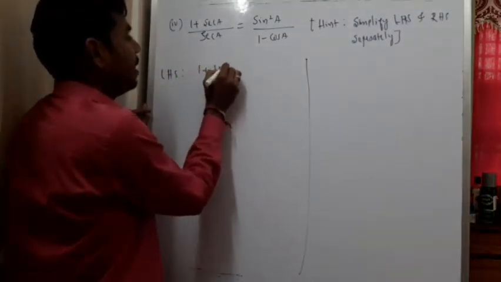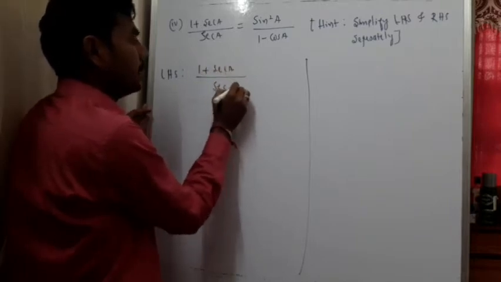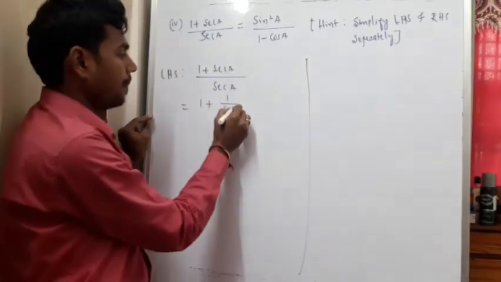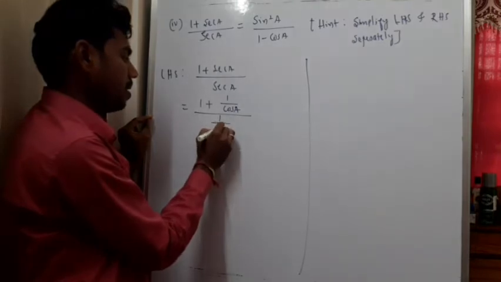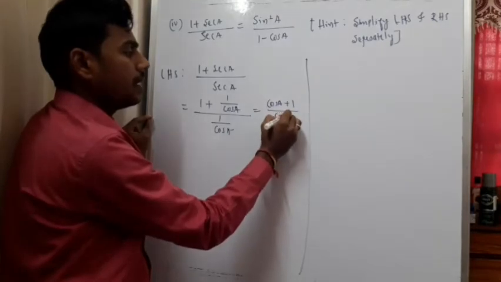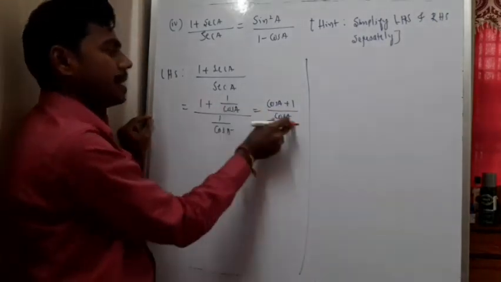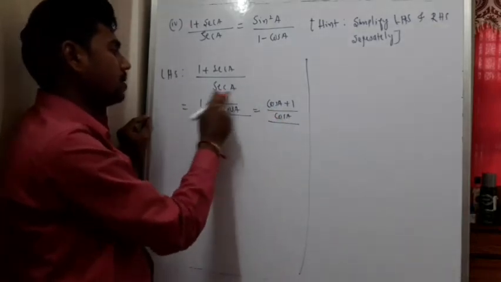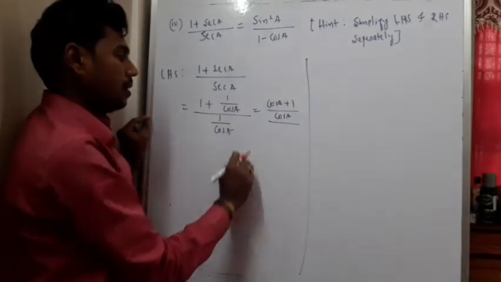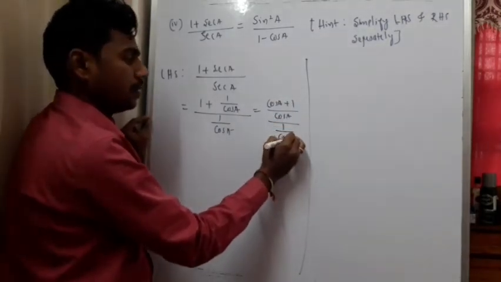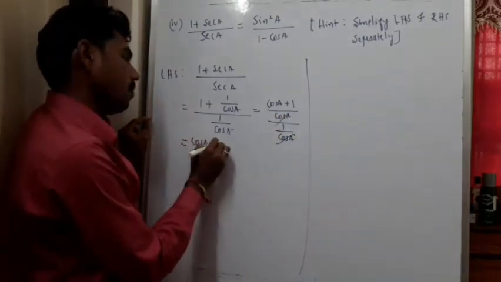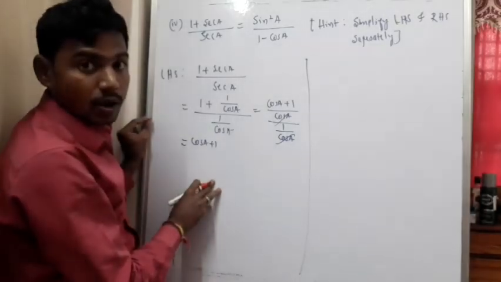1 plus secant A divided by secant A is equal to 1 plus 1 by cos A, divided by 1 by cos A. Secant A can be written as 1 by cos A. Fine. Okay. Cos A plus 1 divided by cos A divided by 1 by cos A, see, I have taken cos A as LCM. Then nothing is there means cos A. 1 into cos A plus already cos A is there. So plus 1. Next. 1 divided by cos A. This and this will get cancelled. Now what will we get? Cos A plus 1. We got LHS as cos A plus 1. Next.